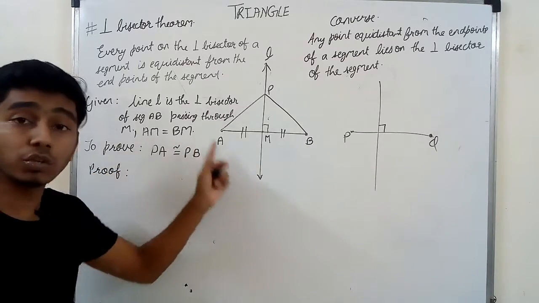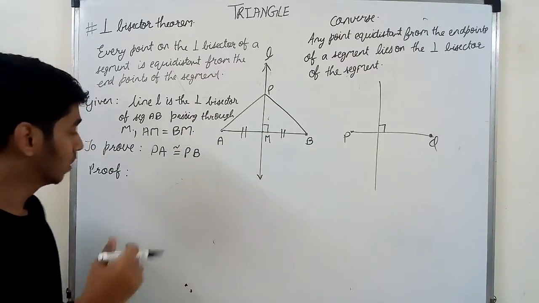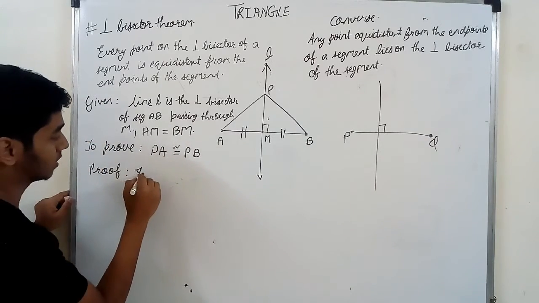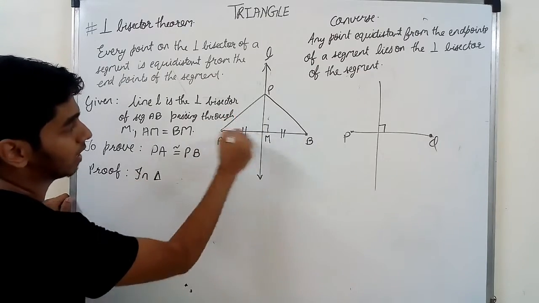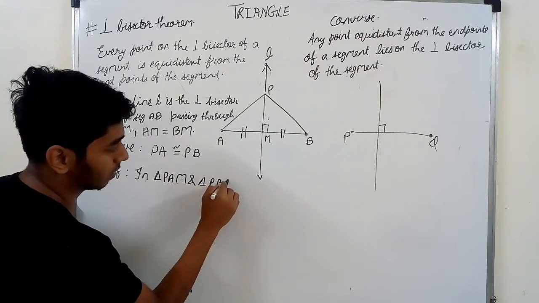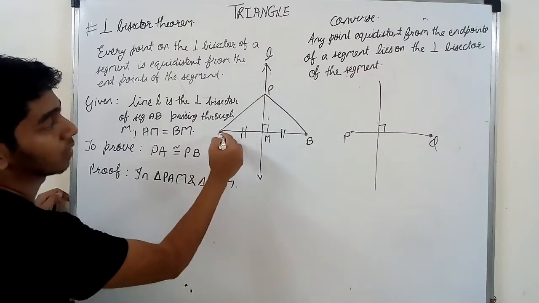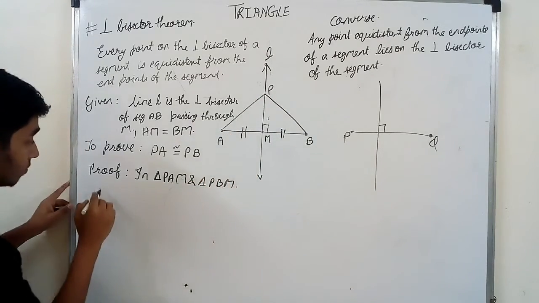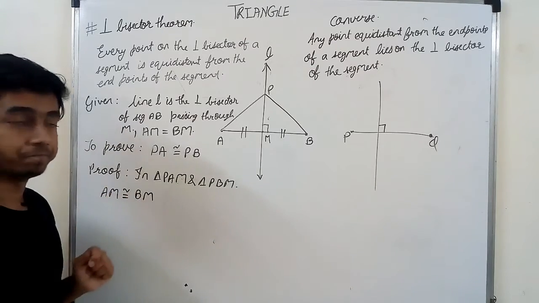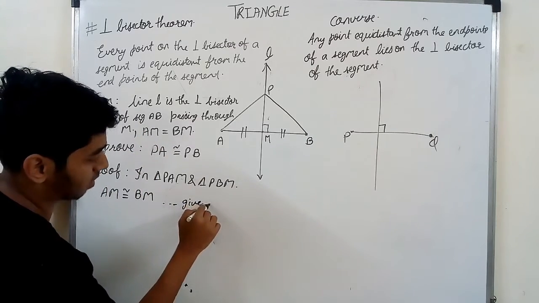If you have understood how to do the proof, make sure that you write it on your own, on the piece of paper you have taken, and then cross check with what we are doing. So let's consider triangle PAM and triangle PBM, these two triangles. Now AM and BM, they both are congruent. So AM is congruent to BM. Why? Because given. So the reason will be given here.